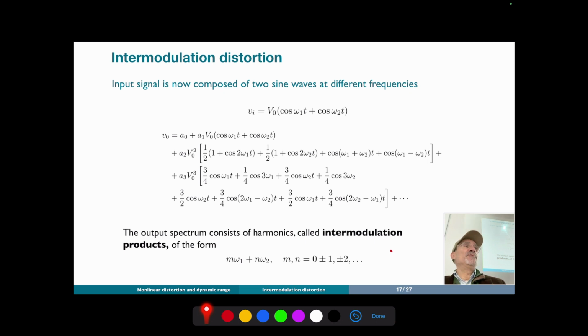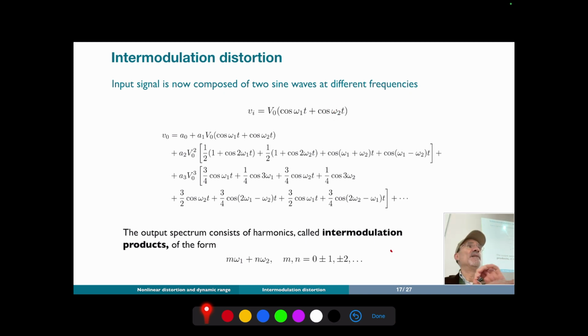So far, we assumed that at the input we had just one sine wave, so a signal with just one frequency. Obviously, in practice, the signal is not composed of just one frequency, it's composed of different frequencies, right? And so the next case that we can study is when we have just two frequencies at the input, and the mathematical calculations are shown here. The difference from previously is that in this case, the input signal is the combination of two sine waves at two different frequencies, omega 1 and omega 2.